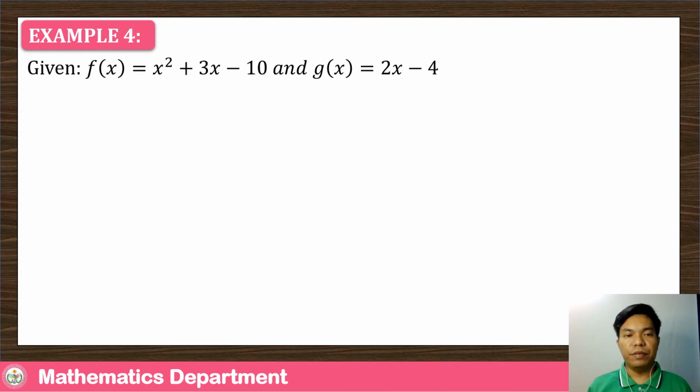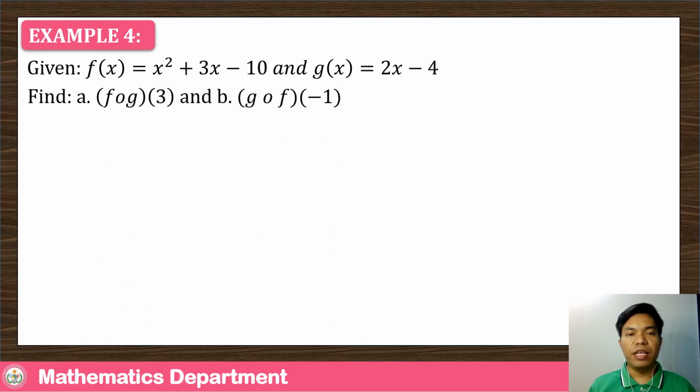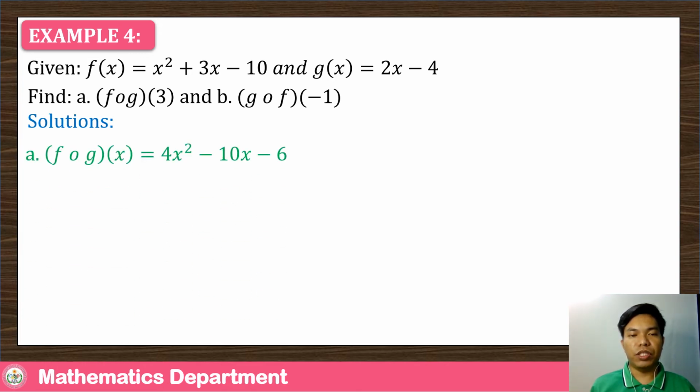For our fourth example, gagamitin pa rin natin yung ating given kanina. We have f of x equals x squared plus 3x minus 10 and g of x equals 2x minus 4. But this time, we will find f composed of g of 3 and then g composed of f of negative 1. Since we already know the answer for f composed of g of x and g composed of f of x, we'll be using that for our computation.